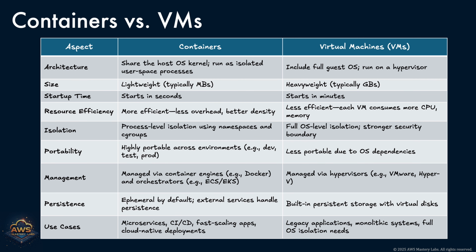Portability is another key differentiator. Containers encapsulate all dependencies within a single image, making them easy to move across development, test, and production environments on any platform that supports containers. VMs, by contrast, are often tied to specific hypervisors or operating systems, making migration more complex.